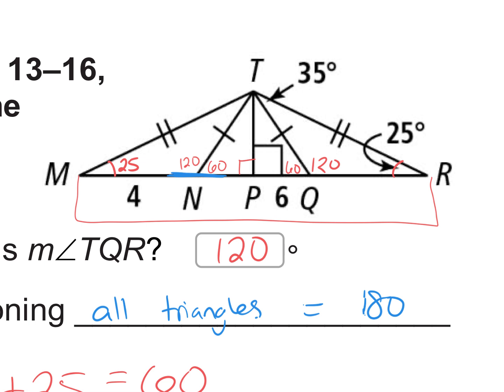What do you know about the whole picture right now? Everything is congruent to something, right? What do we think this side length is right here? 6. Why'd you get that? Because it's congruent to PQ. It's congruent. This whole triangle is congruent, okay? So we know that has to be 6. What's this side? 4.